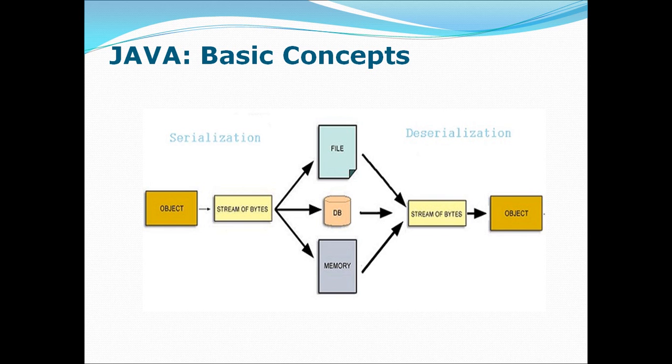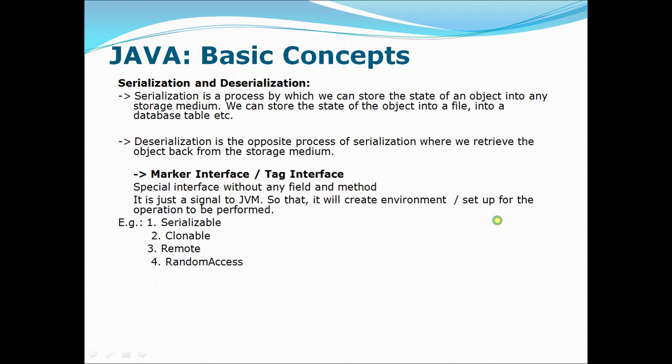So conversion of an object to a stream of bytes and storing it in your file system is called serialization. What is deserialization? Just the reverse of it basically. So a stream of bytes into an object.